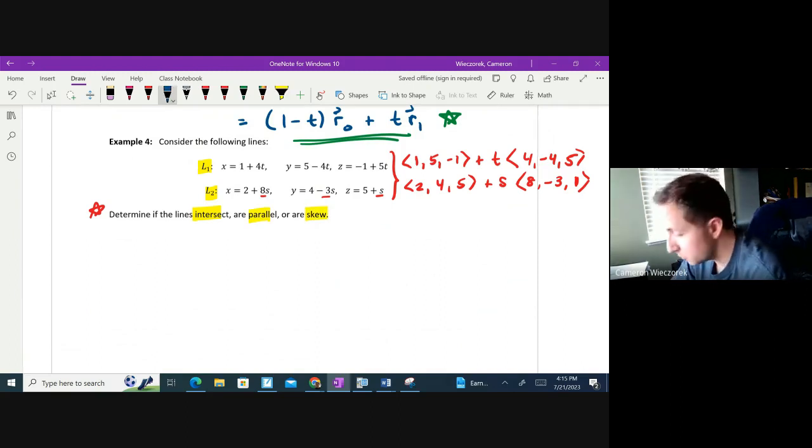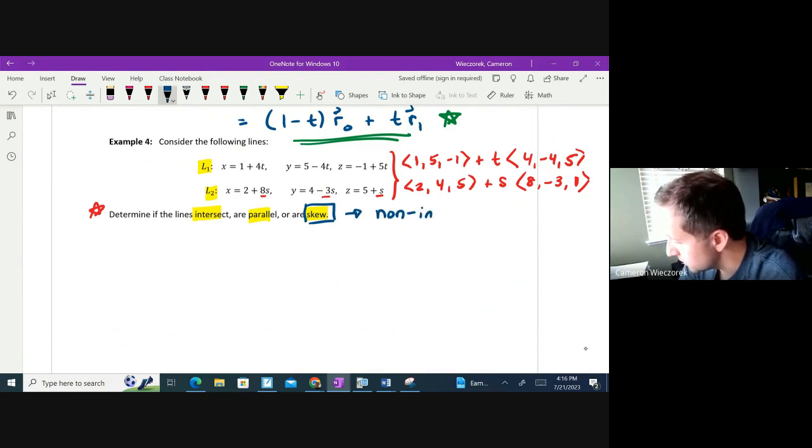First thing I would do in a question like this is actually make sure I understand what the vocabulary is asking. Intersect means they cross in a point. Parallel would mean that they don't intersect, but they're actually in the same plane. And skew, it's probably been a while since you've seen this term from geometry class. Skew means they're also non-intersecting. So just like parallel, they don't intersect, but they are non-coplanar. So they are not in the same plane.